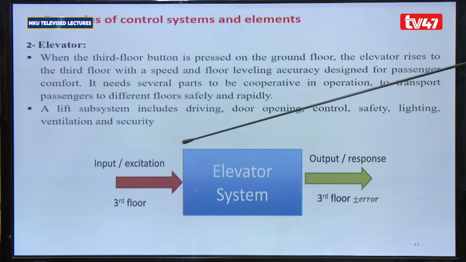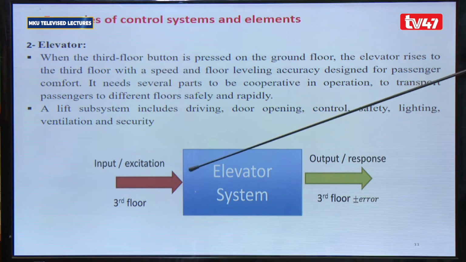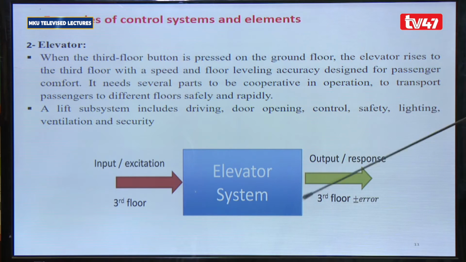So this is an example of how the input is the third floor, then the elevator system, all these operate or they communicate so that we get the output response as reaching the third floor, plus or minus error.